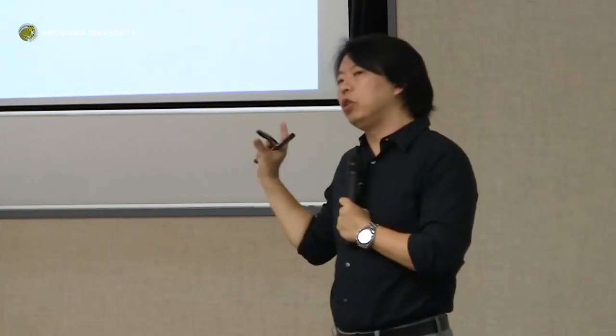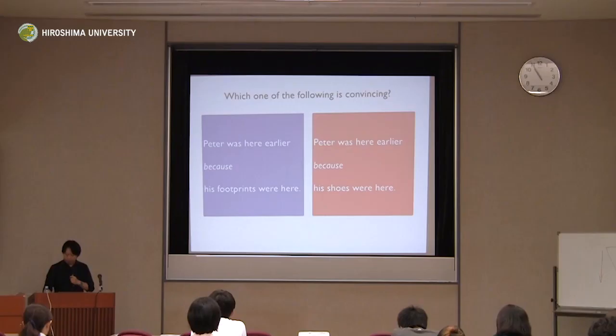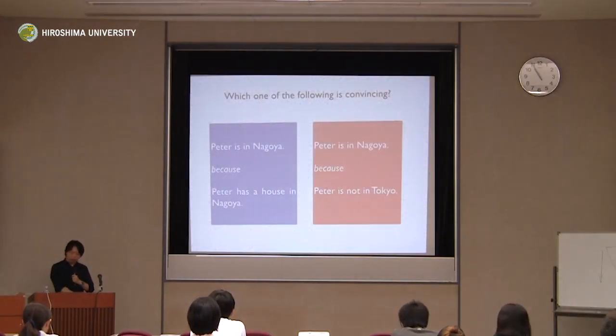Now, I want you to see these two sentences in a different way. You see this one, Peter is in Nagoya, as the hypothesis, the conclusion that you try to prove. And he has a house in Nagoya, this is the evidence, the evidence that you use to prove the hypothesis. Now coming back to this one.